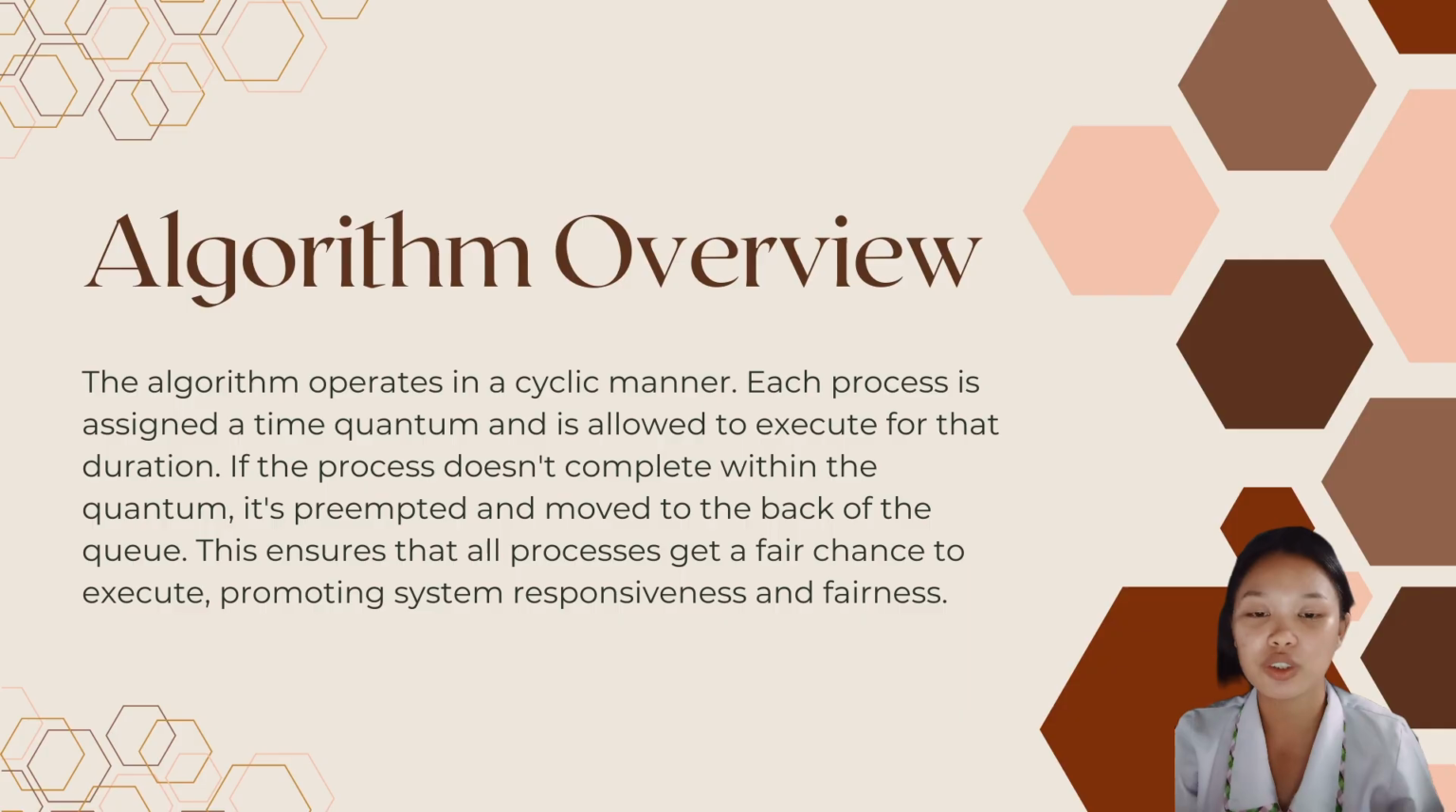To help you understand this concept better, imagine a household where chores are rotated among family members. Each person gets a fixed amount of time to complete their task before moving on to the next person. This rotation ensures that chores are distributed fairly and no one is overburdened, much like how round robin scheduling ensures fair CPU time allocation.